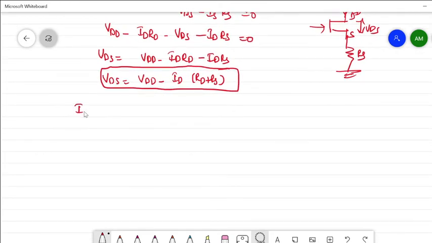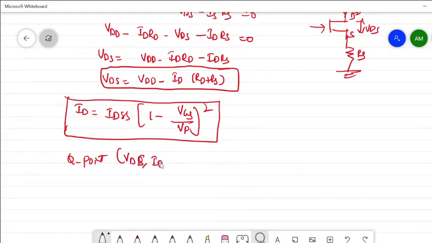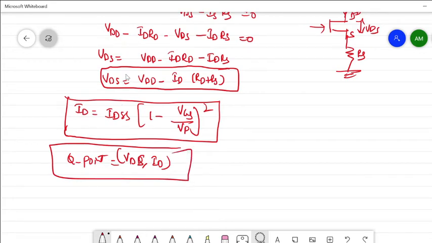Then the current ID is, with the same formula, IDSS into 1 minus VGS by VP, whole square. This equation came from the transfer characteristic curve. Finally, the Q point is nothing but VDS comma ID. When they ask for the Q point, you just have to find VDS and ID. This is about the voltage divider biasing method.